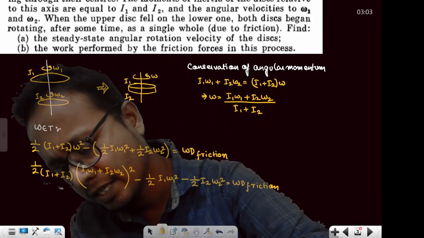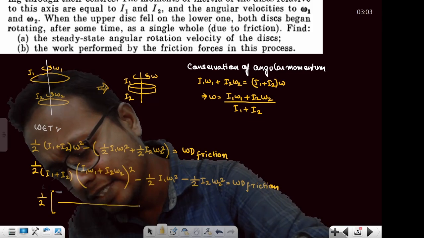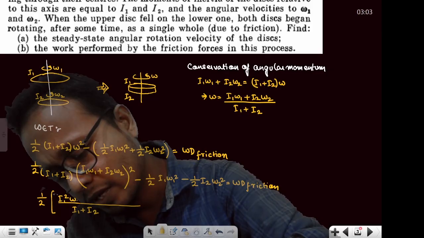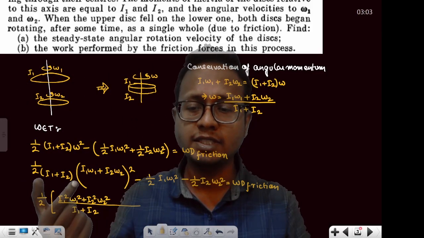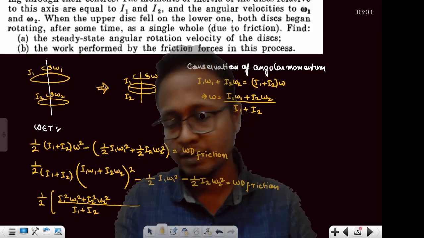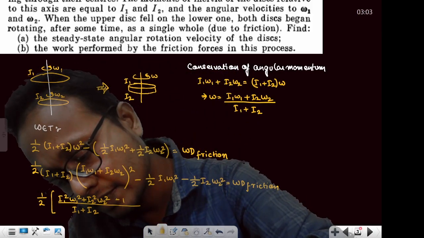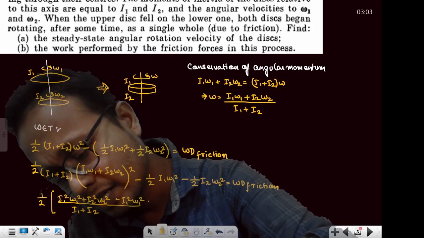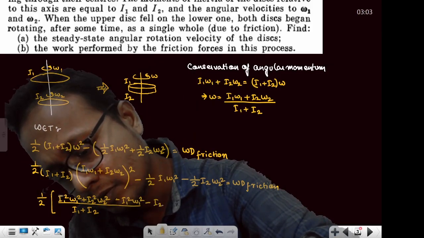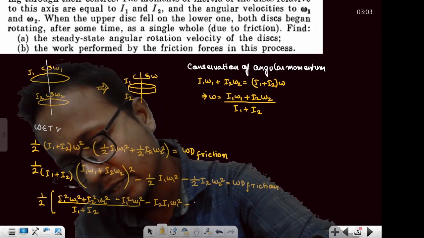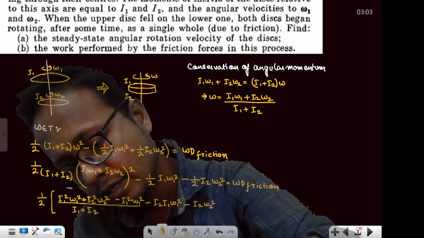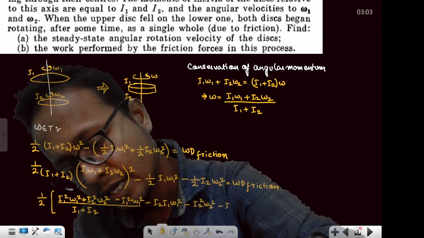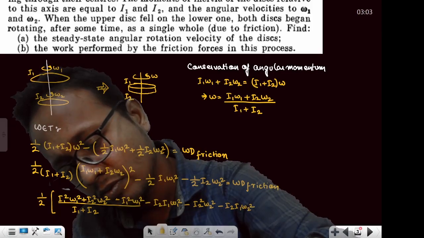Or if you want to break down the simplification, you can take half common. The LCM is nothing but I1 plus I2. Let me write I1 square omega 1 square plus I2 square omega 2 square on this term. Since this is the LCM, I have to multiply the LCM by these two terms. So it will be minus I1 square omega 1 square, minus I2 I1 omega 1 square, and again minus I2 square omega 2 square, minus I2 I1 omega 2 square.